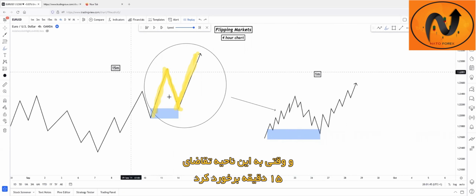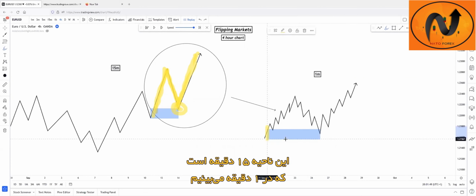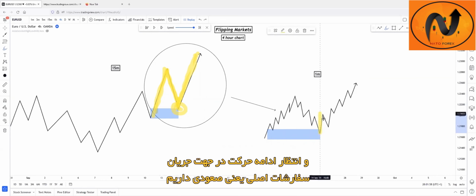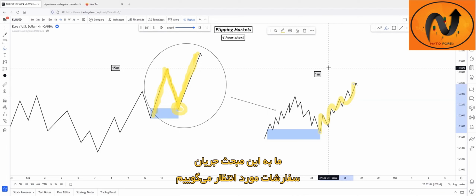And as soon as price taps this 50-minute demand zone, here and here, so this zone is the 50-minute zone drawn on the 1 minute, we can expect some reversal, a change of character to the upside, and the continuation of the original order flow, which is bullish. So this is what we call the expectational order flow.